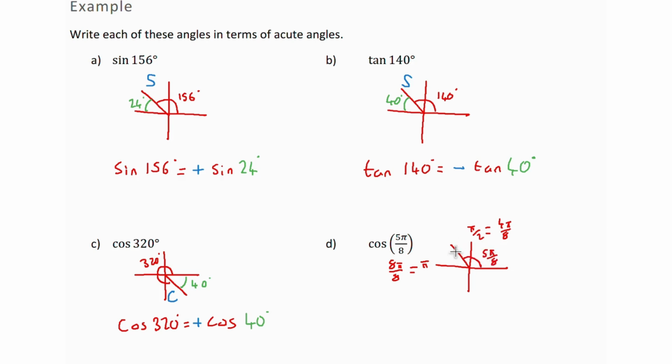And then we need to work out what the acute angle is to the x-axis. Well, to get from 5 pi by 8 to 8 pi by 8, we need an extra 3 pi by 8. That means that cos of 5 pi by 8 is related to cos of 3 pi by 8. But are they the same sign or are they different signs? Well, we are in quadrant 2 here, which is the sine quadrant, which means cosine is negative. So cos of 5 pi by 8 is negative of the value of cos of 3 pi by 8.